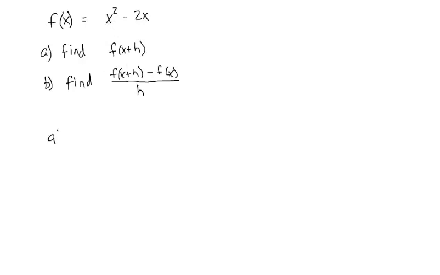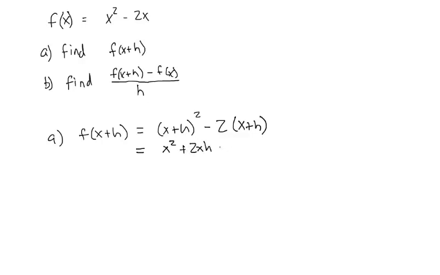So for part A, f of x plus h is equal to, we have (x plus h) squared minus 2 times (x plus h). And now we'll simplify. (x plus h) squared works out to be x squared plus 2xh plus h squared. And then we're going to distribute this negative 2 to both terms. So minus 2x minus 2h.